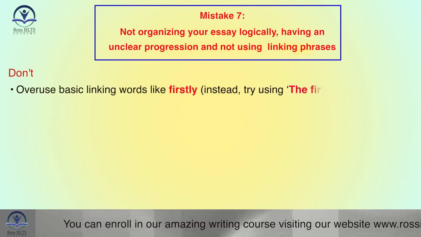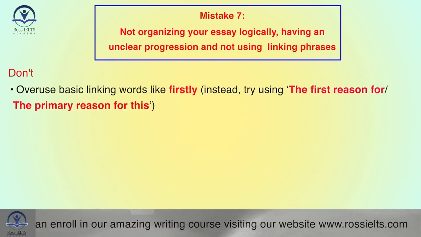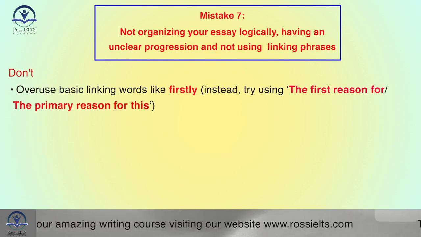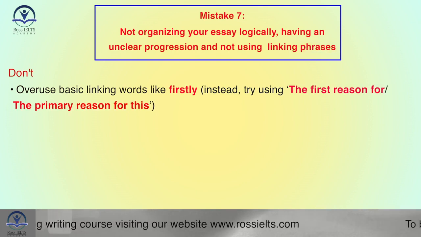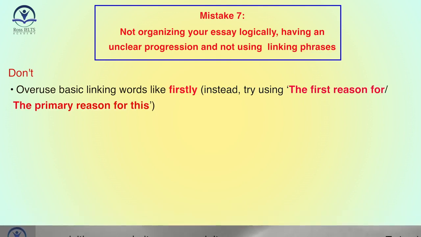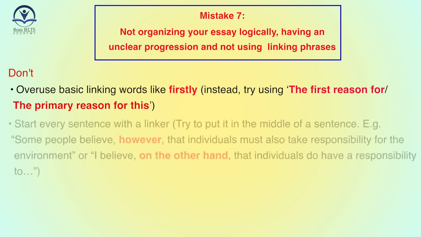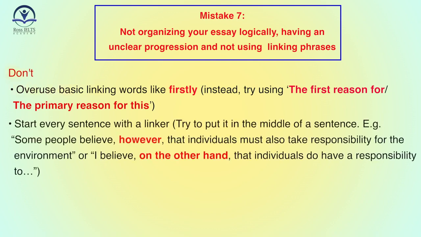Do not overuse basic linking words like firstly. Instead, try using the first reason for or the primary reason for this. Do not start every sentence with a linker. Then try to put it in the middle of your sentence. For example, some people believe, however, that individuals must also take responsibility for the environment. Or, I believe, on the other hand, that individuals do have a responsibility too.